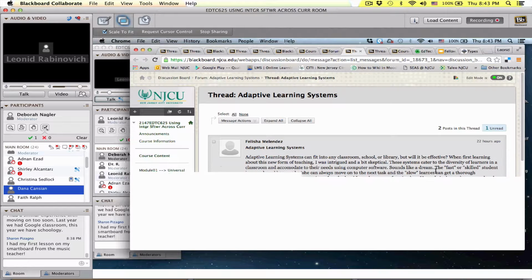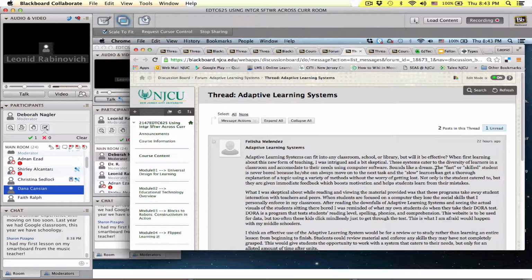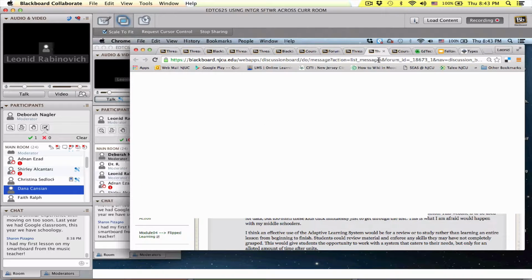Felicia, for example, let me go to her comment, said that she just echoed Justin's concerns. She said when students are focused on the computer, they lose social skills that she herself personally enforced in the classroom. And guys, give me just a second. I'll let you comment on that because this is a very important topic and something that we are discussing here in this class. And when you're going to talk about the systemic approach and the way you see technology in the next 10, 15 years, you will need to reflect on that.